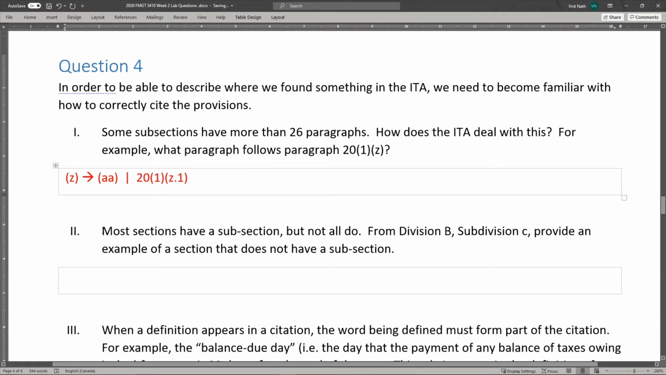Question 4, part 2. Most sections have a subsection, but not all do. From division B, subdivision C, provide an example of a section that does not have a subsection. I hope at this point you're starting to get a feel for the fact that we are always asking you to go to subdivision A, B, C, D, and eventually E inside of division B. Subdivision C, we've already gone to a couple of times.